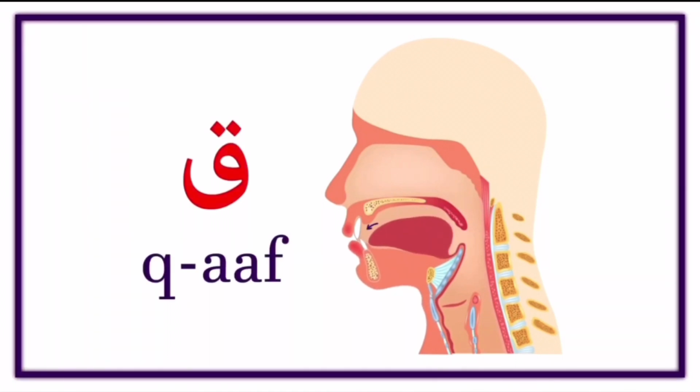قاف ق قاف ق. Qaf sound, it's not ka, it's qa. It's deeper than the English K sound, ka in Arabic. So it's qa, qa, qa. Kind of closer to the Q sound, to the English Q sound. So it's not a ka sound, it's qa, qa, qa.